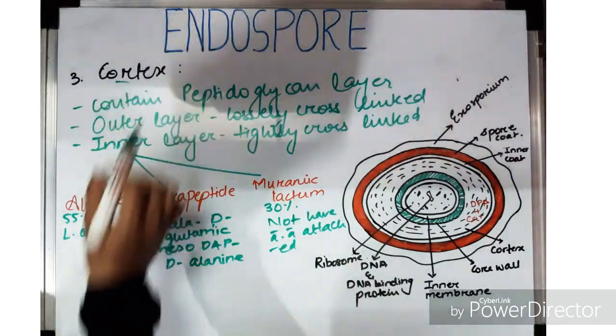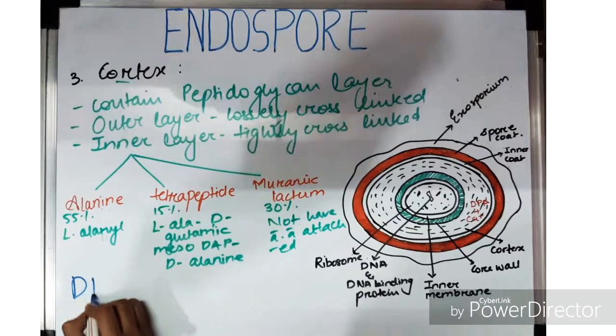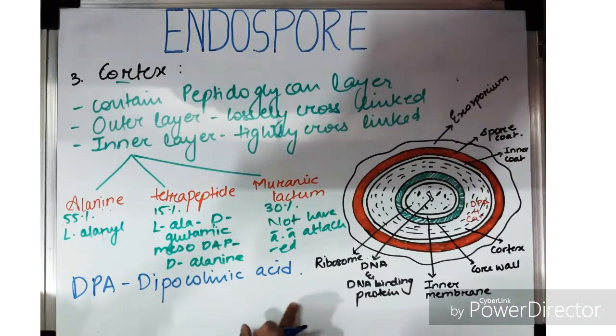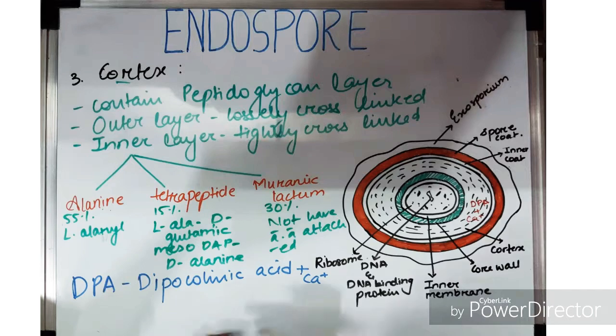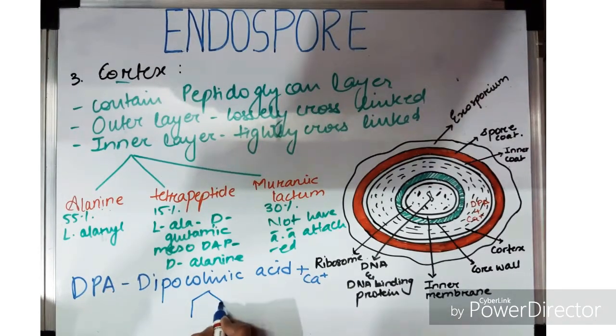The cortex also contains DPA, which is dipicolinic acid, and also contains some calcium ions. The structure of DPA looks like a benzene ring attached with carboxylic groups and a nitrogen group.